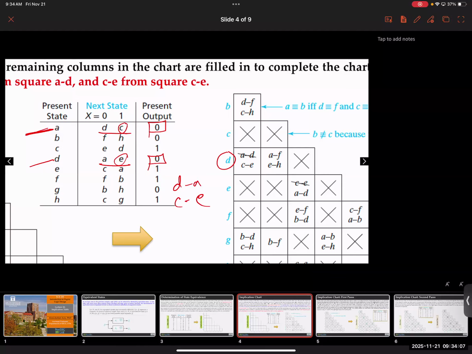Basically, when do you think this A and D will be equivalent? When every corresponding state, D and A are equivalent and C and E are equivalent. Okay, so don't worry about this cross for now. I haven't even gone there yet. So A and D are equivalent and C and E are equivalent. That's the condition. Do you guys agree with it?